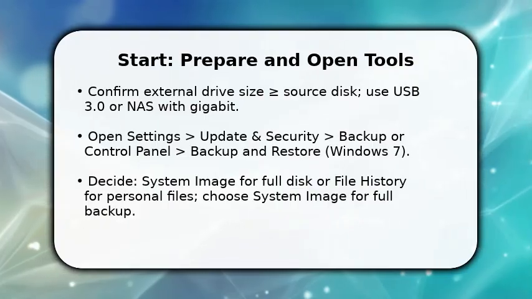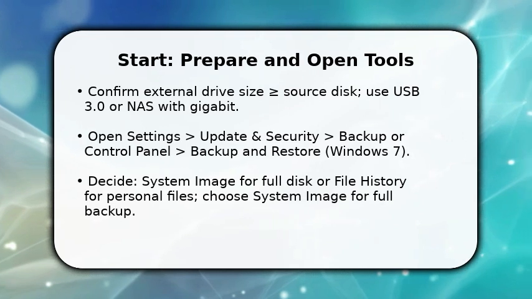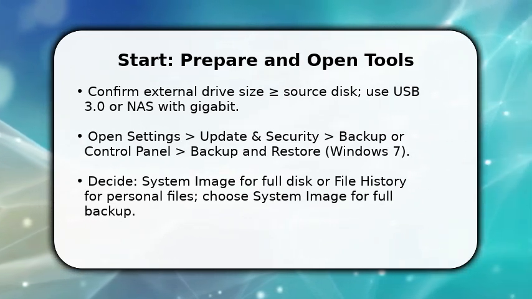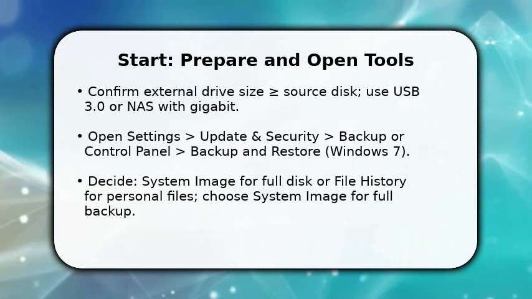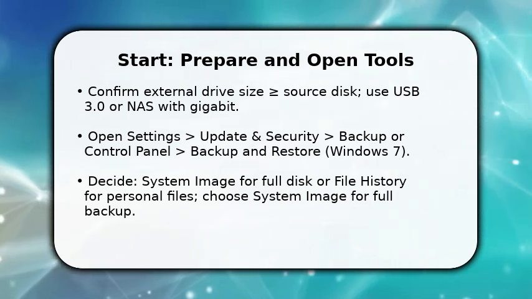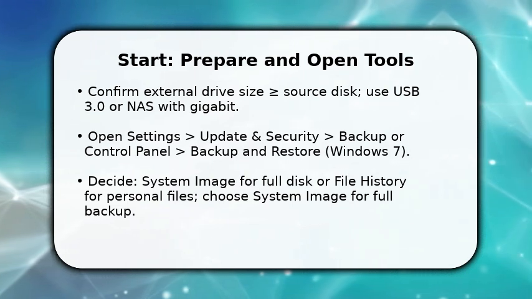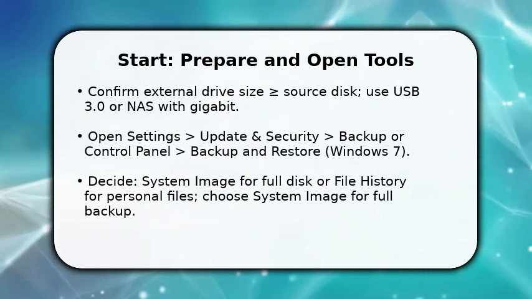You start by connecting a reliable external drive or network share and verifying it has enough free space. This avoids mid-backup failures. Next, open Settings, Update and Security, Backup, or go to Control Panel, Backup and Restore (Windows 7) to access the System Image tool.